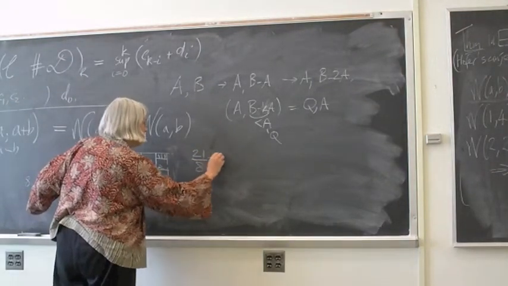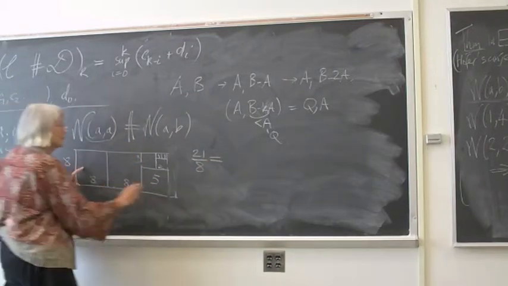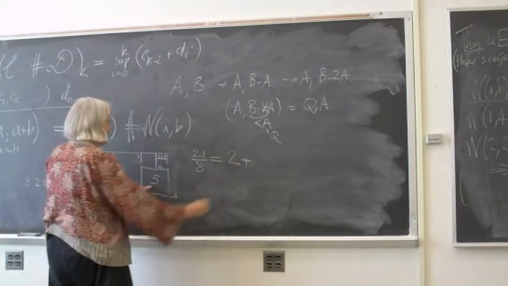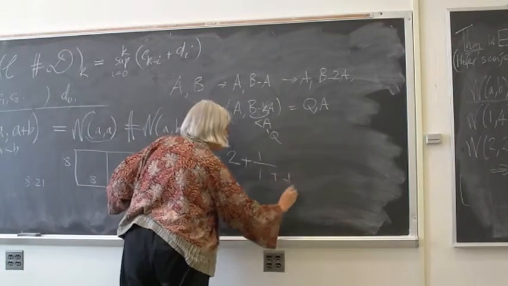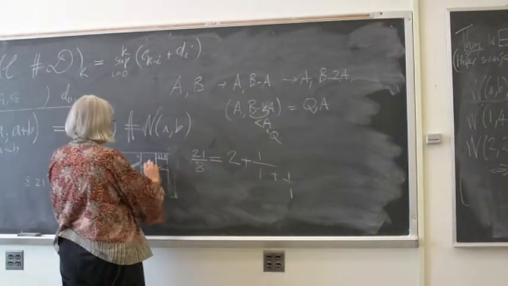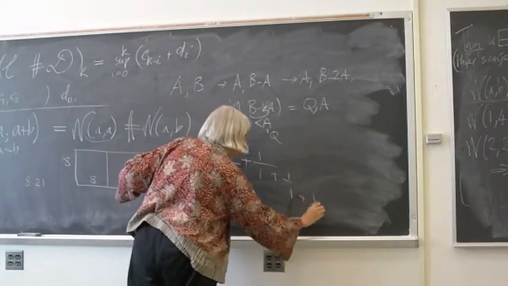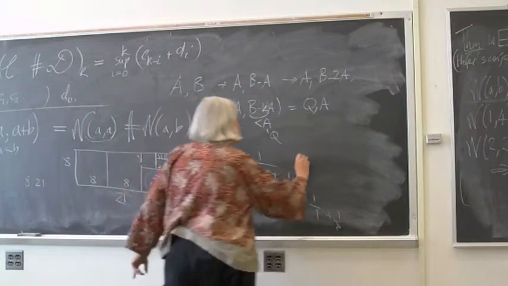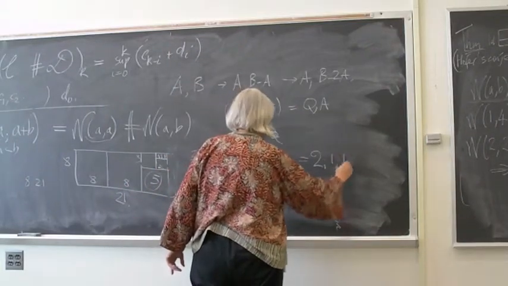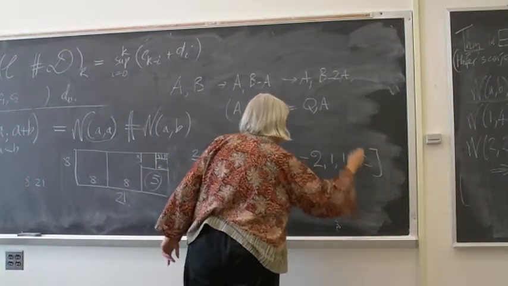And what that picture tells you is that 21 over 8 is the same. We've got 2 of these. It's 2 plus 1 over 1 because you've got 1 of these, plus 1 over 1 because you've got 1 of these. Lots of 1s in this expansion. 1 over 1 plus 1 over 2. So it's the continued fraction 2, 1, 1, 1, 2.